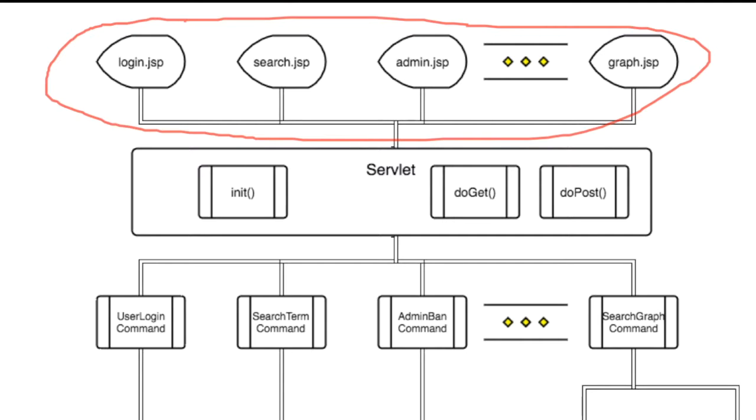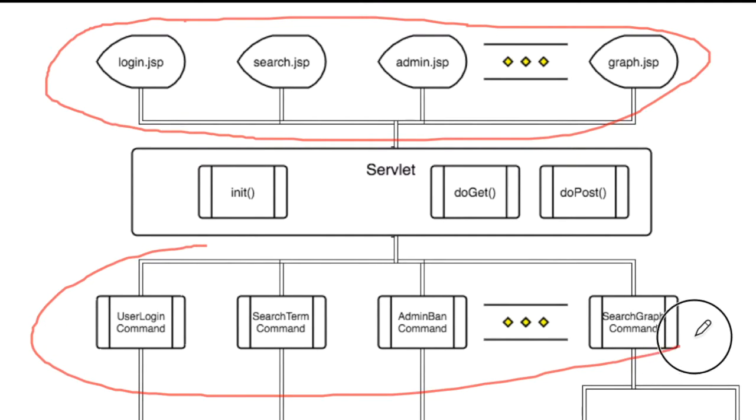Following from this, if a JSP page has performed a GET method, the form would follow the API and map to a specific part of the servlet. Following the controller pattern, we set up a variety of commands that have been hash mapped upon the servlet loading. These can be seen here in our chart. In this example, we have user login, search term, admin ban, and search graph command, to name a few.